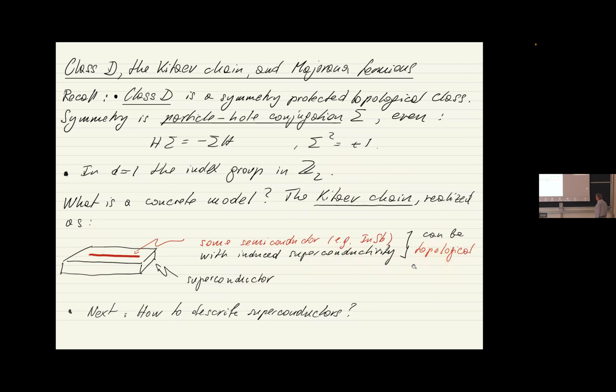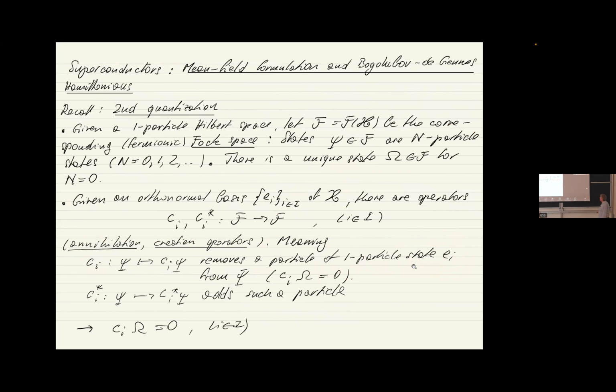And so, in order to explain these things, the first thing is how to describe superconductors. I hope you had some exposure to second quantization. I will just say the basics, but possibly it's not understandable if you haven't heard second quantization before. And I would like to speak of the mean field formulation of superconductivity, in particular the Bogoliubov-de Gennes formulation.